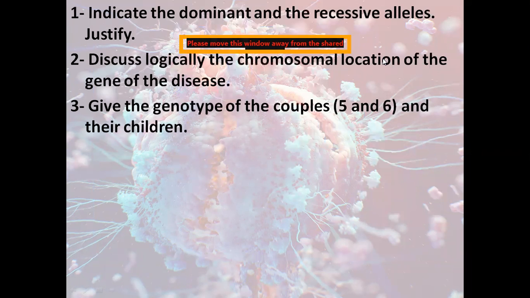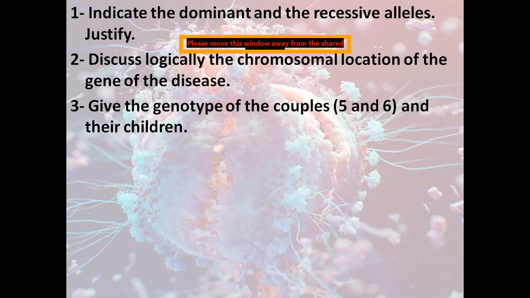Let's see the questions first. Indicate the dominant and the recessive allele, and justify. Discuss logically the chromosomal location of the gene of the disease. Give the genotype of the couples 5 and 6 and their children. First of all, before we start, they said indicate the dominant and the recessive. Cynthia gave the symbols of the dominant and the recessive allele, but Lynn and I didn't give the symbol. We have to give the symbol.